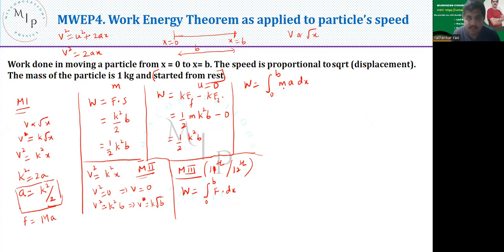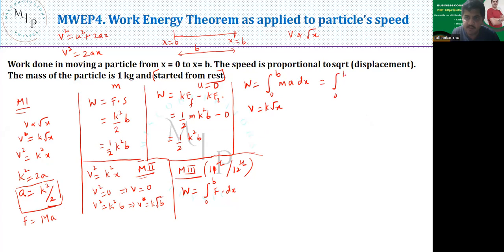It's here. Okay. Now I have this. Now what I will do is I will take V equal to K root x here. So V is equal to K root x. And now what is acceleration? For acceleration, because this m is 1 kg, I can directly substitute.